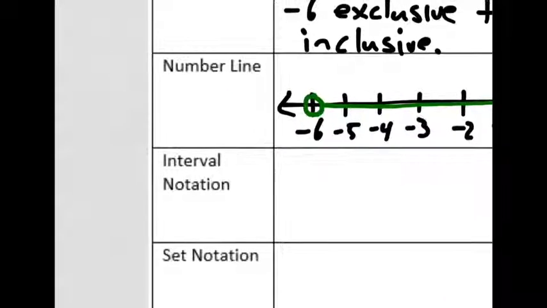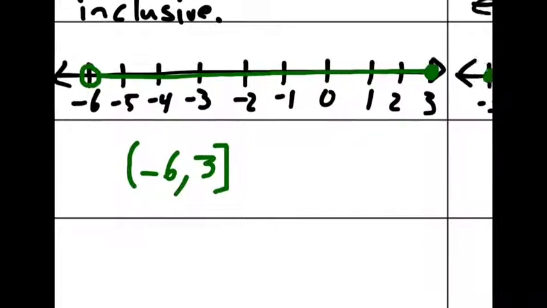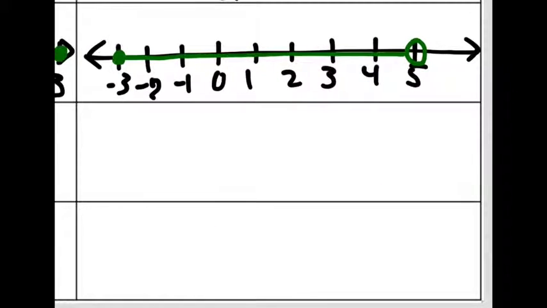Alright, next up is interval notation. Remember, all we need to do for this is write the lowest value, -6, comma, the highest value, 3. We don't want to include -6, so what kind of bracket do we put there? Do you remember? A round bracket. We wanted to include 3, so we put a square bracket. Range in interval notation goes from -3, comma, to 5. I wanted to include -3, exclude 5.